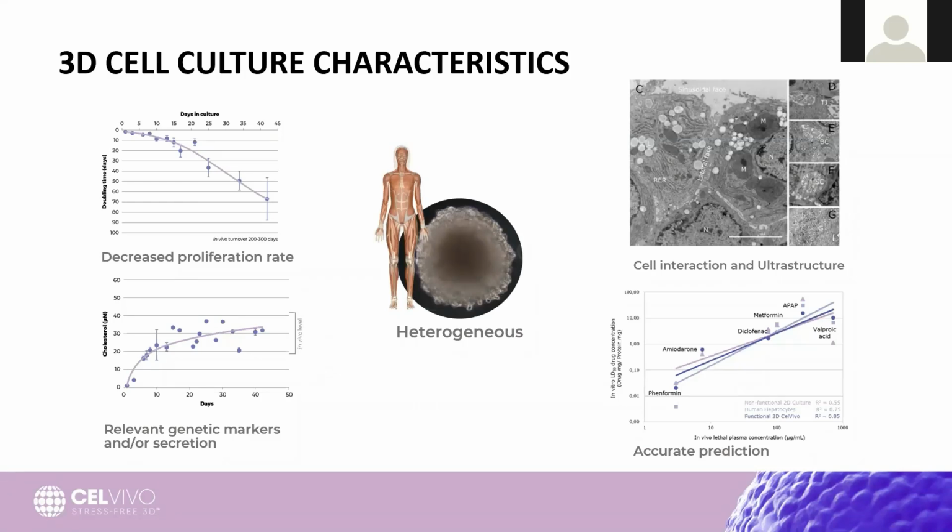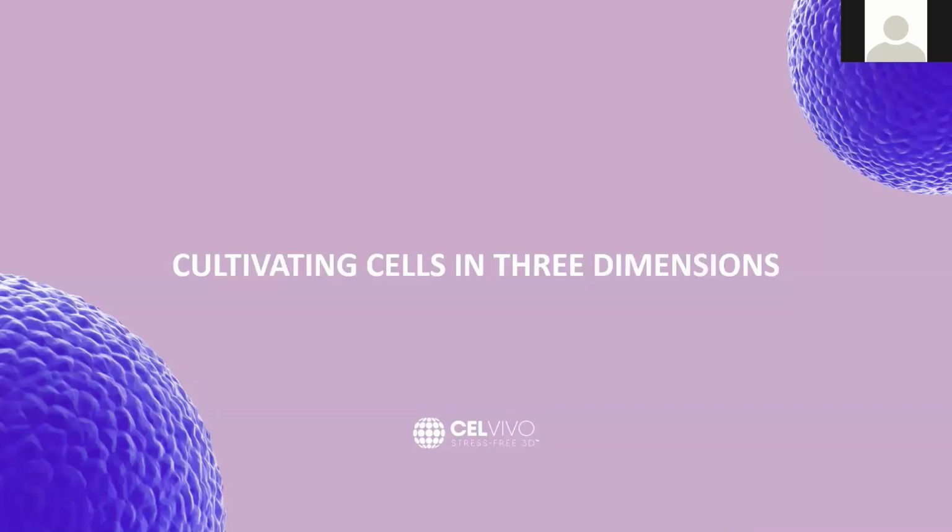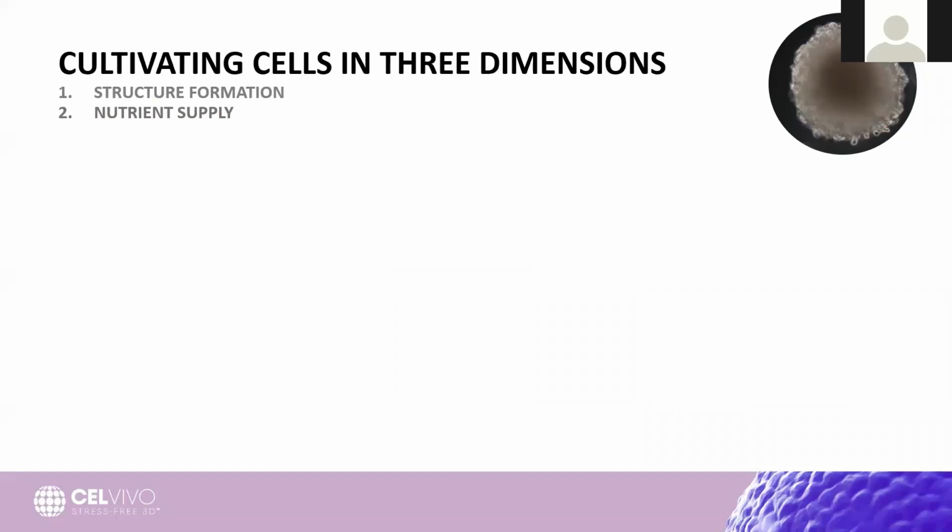So when you're cultivating cells in these 3 dimensions, there are 2 things you should consider. One is that you need this structure to form. You can't just form a monolayer of cells. You need the cells to grow in a shape in the 3rd dimension. And then you need to secure that there is enough nutrient supply to these cells, because there are thousands of cells conglomerated. And you have to consider this when cultivating. But we're going to start by looking at the structure formation.